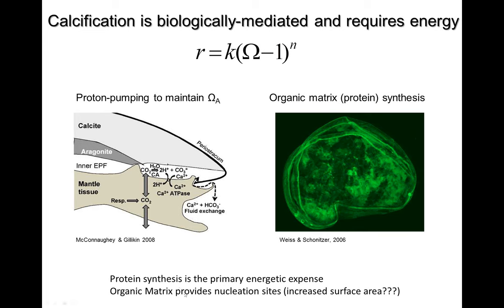So we think that this organic matrix is really critical in driving that process, because it's providing these nucleation sites, and potentially changes in the biocomposition of that organic matrix might change the surface area, which then would lower this rate constant. And we know from some of the energetic calculations that protein synthesis is really the primary energetic expense for calcification. The cost of running these proton pumps is relatively cheap compared to the cost of synthesizing protein, particularly at this early stage in life when they have a set amount of energy that they can depend on.